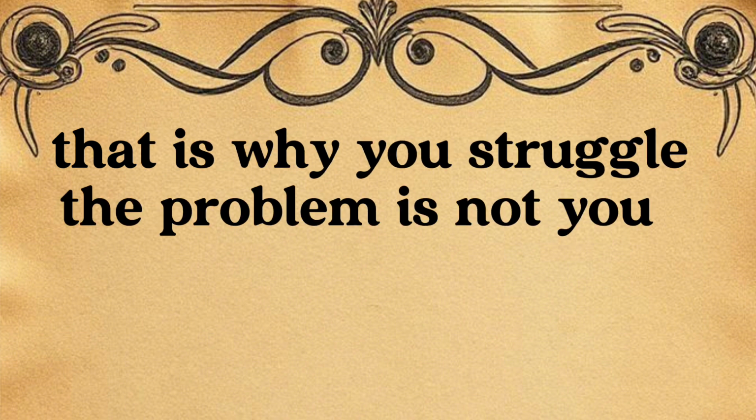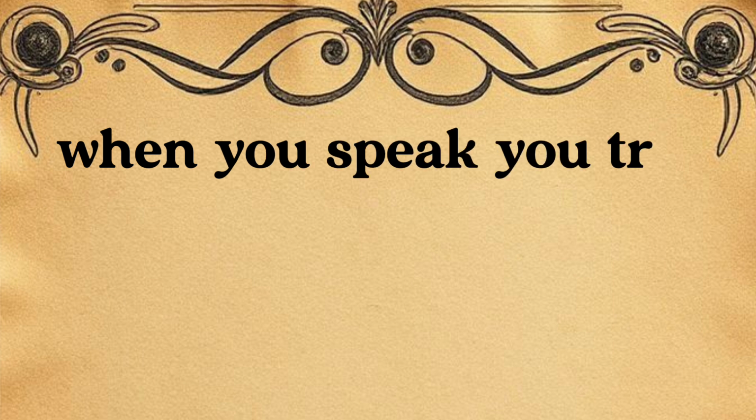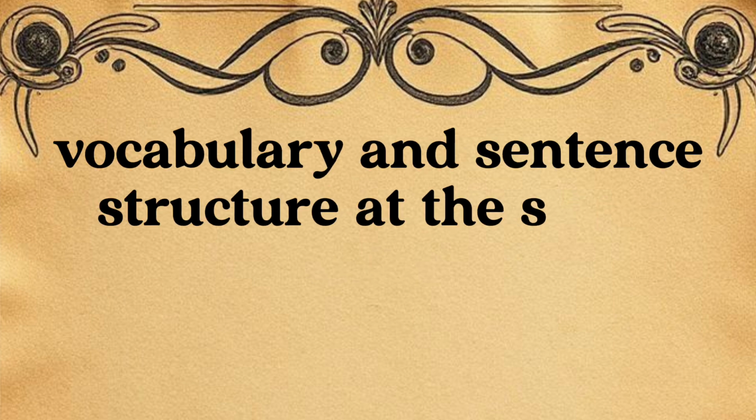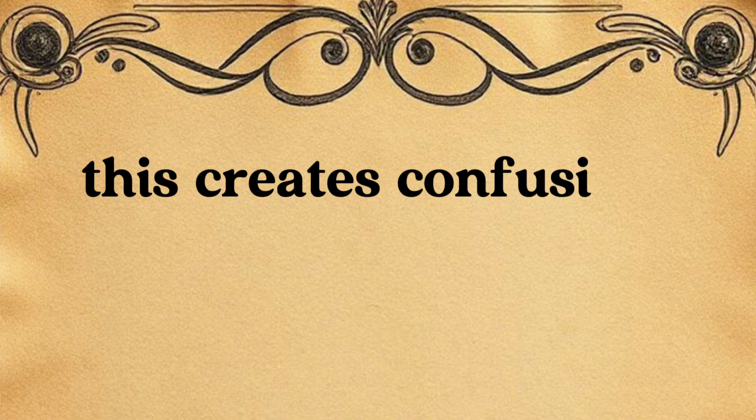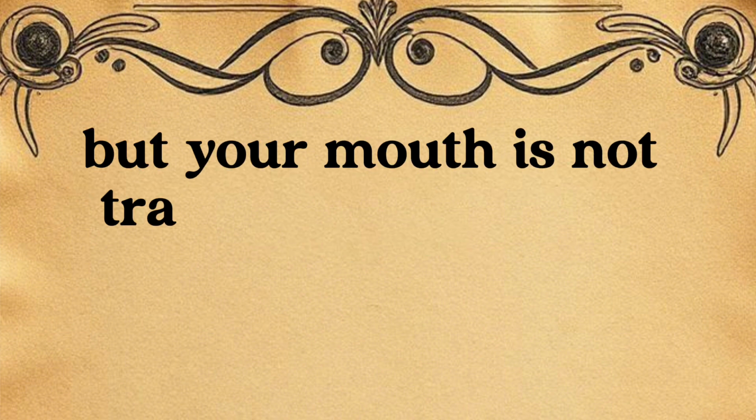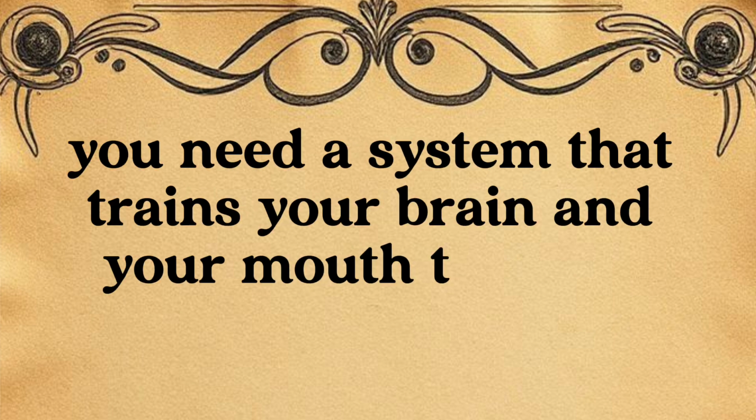The problem is not your intelligence. The problem is overthinking. When you speak, you try to remember grammar rules, vocabulary, and sentence structure at the same time. This creates confusion and delay. Your brain understands English, but your mouth is not trained to produce it quickly. So what is the solution? You need a system that trains your brain and your mouth together.